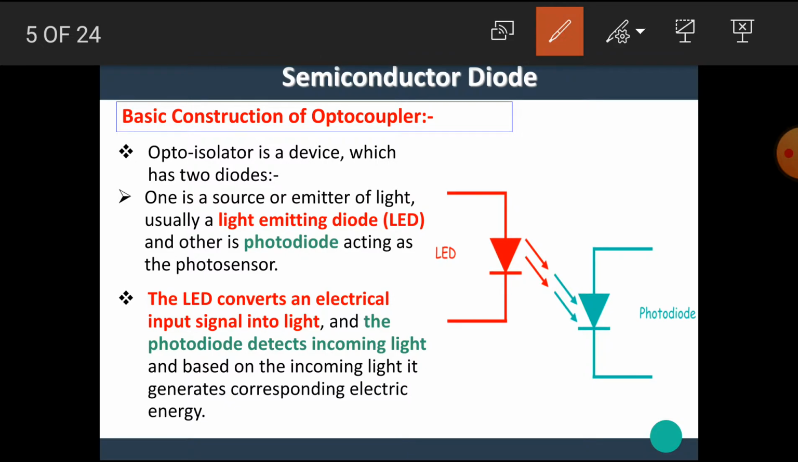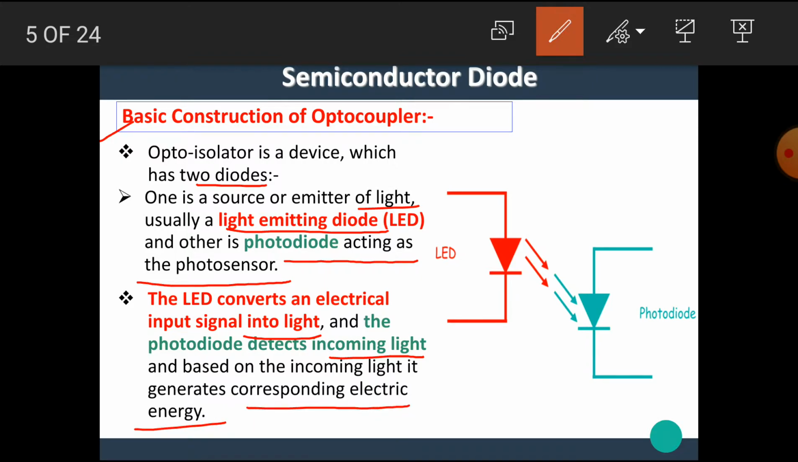Now let's see the basic construction of the optocoupler. An optocoupler or optoisolator is a device which has two diodes. One is a source of emitting light, usually a light emitting diode or LED, and the other is a photodiode acting as the photosensor. The LED converts an electrical input signal into light and the photodiode detects the incoming light, and based on the incoming light it generates corresponding electrical energy.